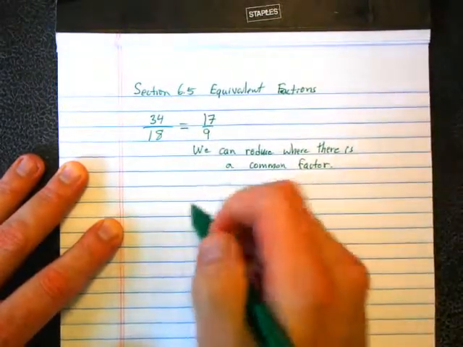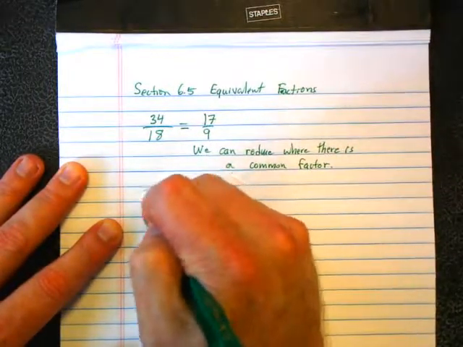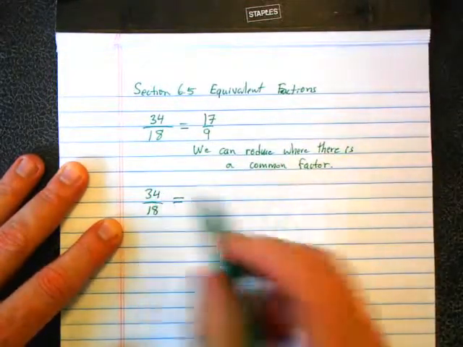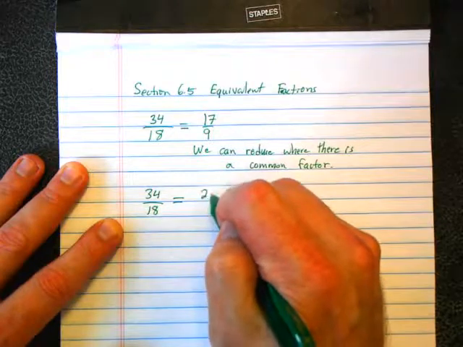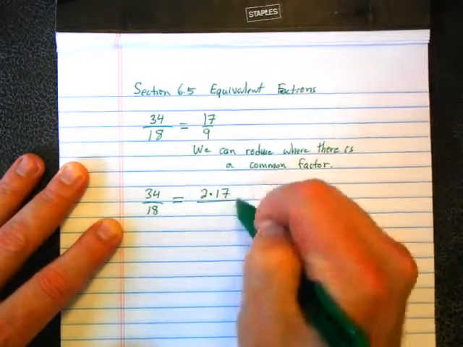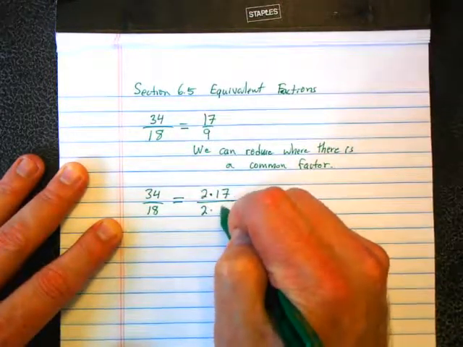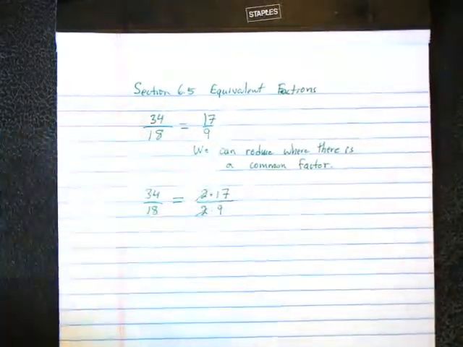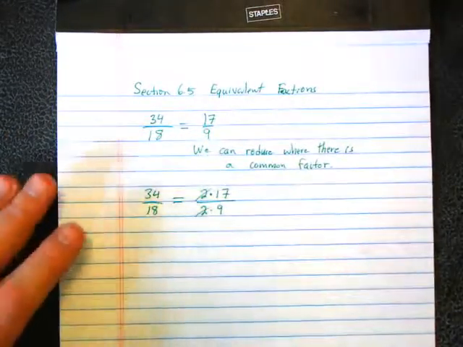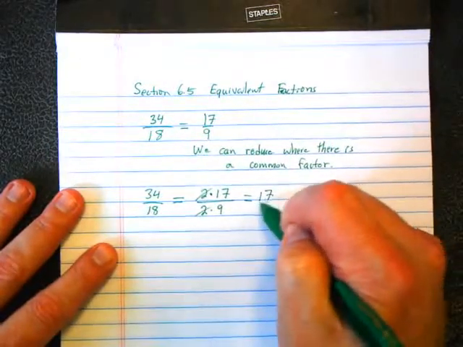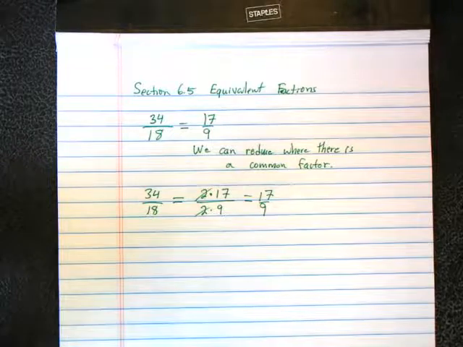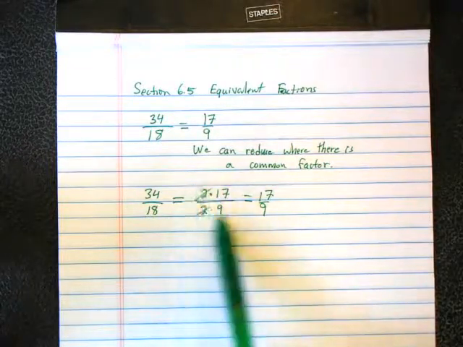So what you're doing here, and when it's just numbers, you've done this so much that you really do it in your head. What you're really doing is you're saying, all right, I can take 34 and write it as 2 times 17, and I can take 18 and write it as 2 times 9. I have a 2 on top and a 2 on bottom. Those are common factors. I can reduce those out, and that's 17 over 9. And like I say, for the most part, you simply do that in your head. You don't even show the step at all.